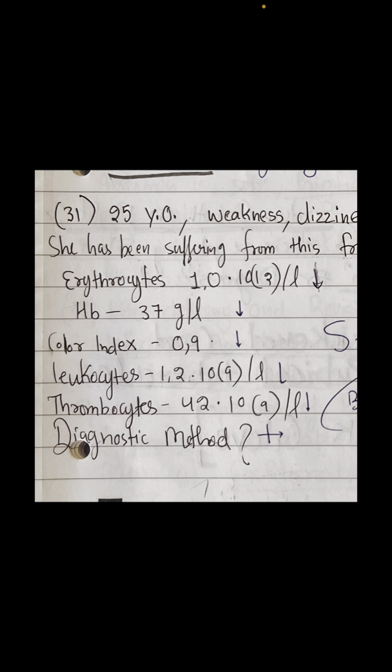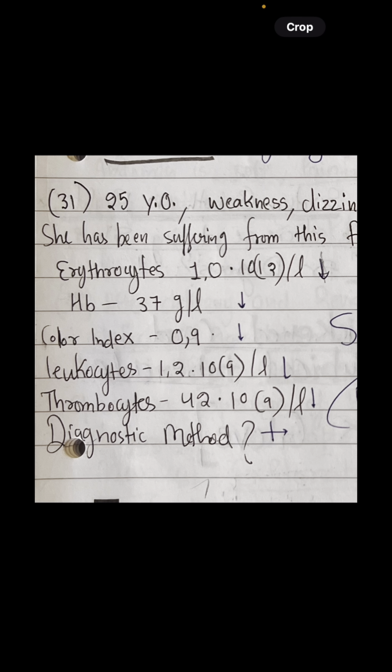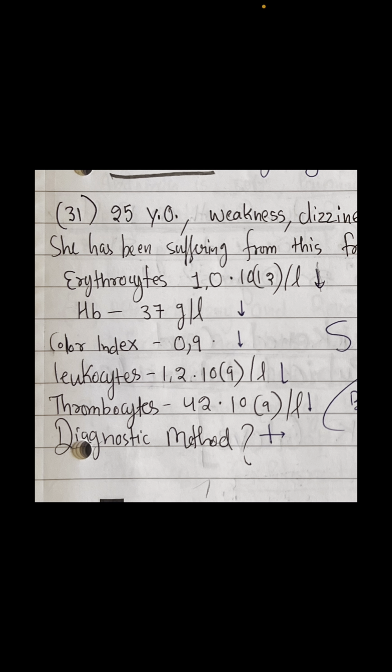Next patient is a 25-year-old who is having weakness, dizziness, appearance of the hemorrhagic skin rash. She has been suffering from this condition for 1 month. So let's see the CBC reports. CBC reports: erythrocytes low, hemoglobin low, color index is low, leukocytes are severely low, thrombocytes are low. Diagnostic method. So when all the group of cells are low, the problem is with the producer, right?